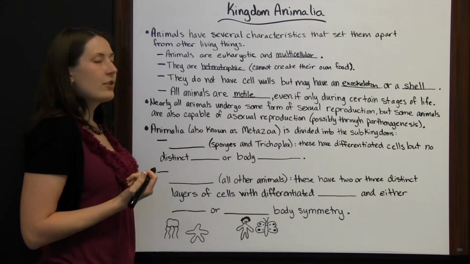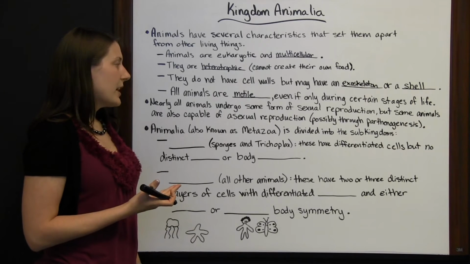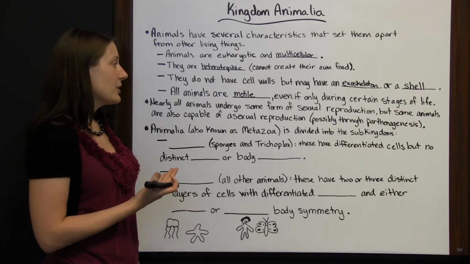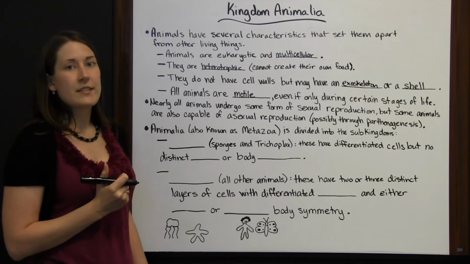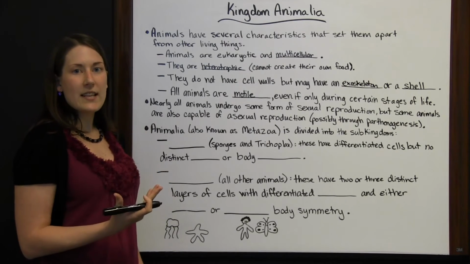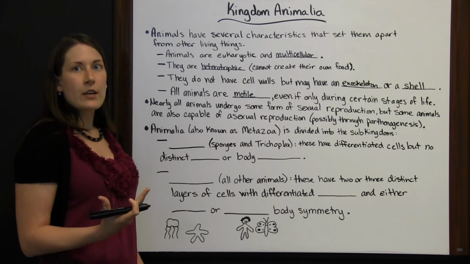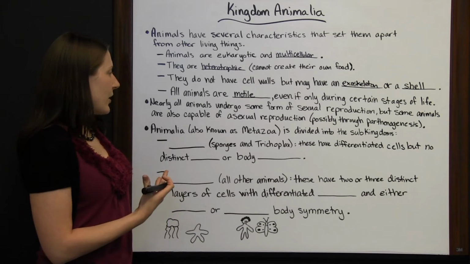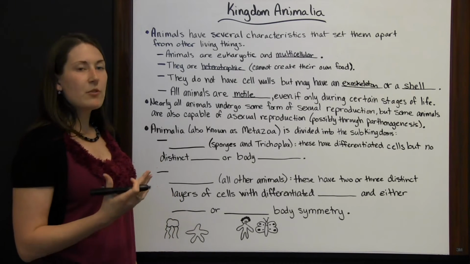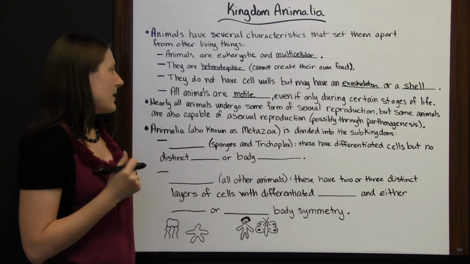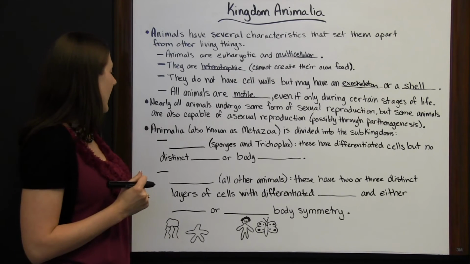Nearly all animals undergo some form of sexual reproduction, but some animals are also capable of asexual reproduction. And this is possibly, and a lot of times, through parthenogenesis, which is when a fertilized egg is produced without any mating, budding, or fragmentation. So it is possible, but most of the time the animals are going to undergo sexual reproduction to produce offspring.